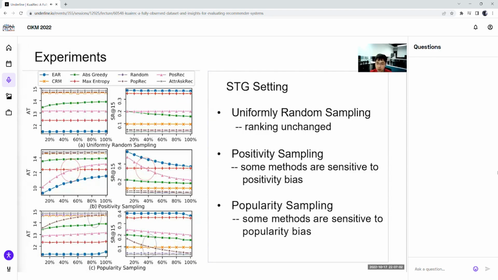In this setting, the ranking of all compared models keeps unchanged if the dataset was uniformly sampled from the fully observed one. This is in line with the conclusion of the missing at random theory. However, if we introduce biases into the data for evaluation by positivity sampling or popularity sampling, some methods which are sensitive to these biases will have distinctively different performance and rankings on datasets with different exposure ratios.